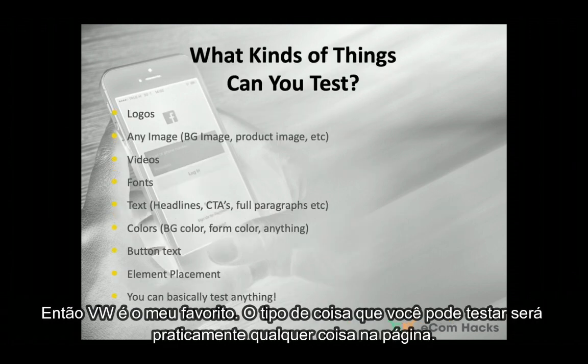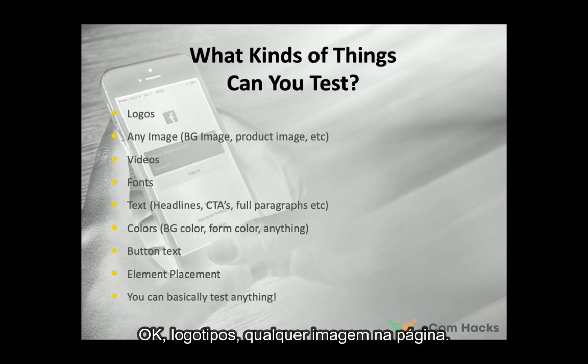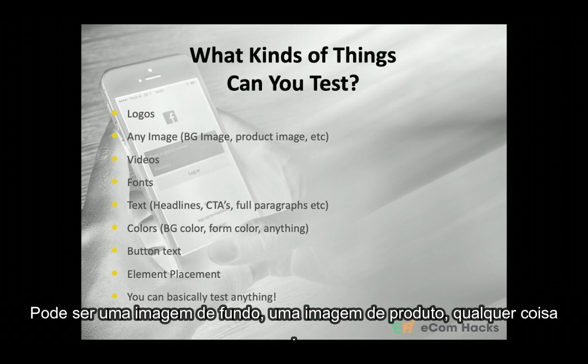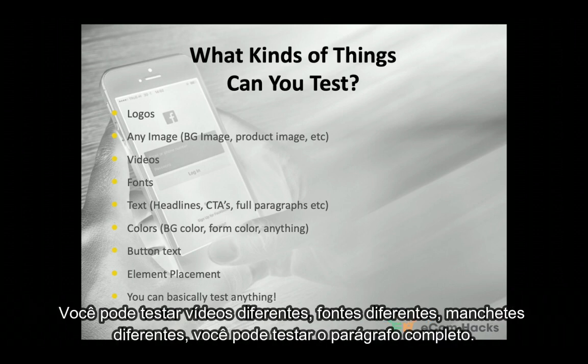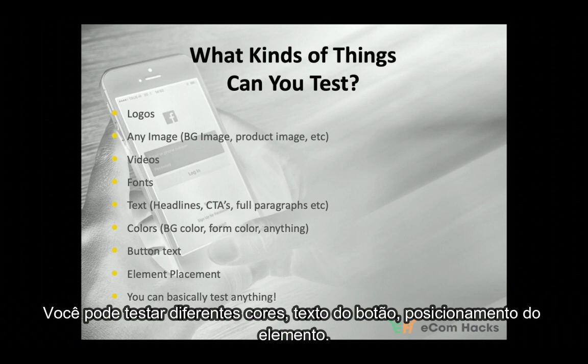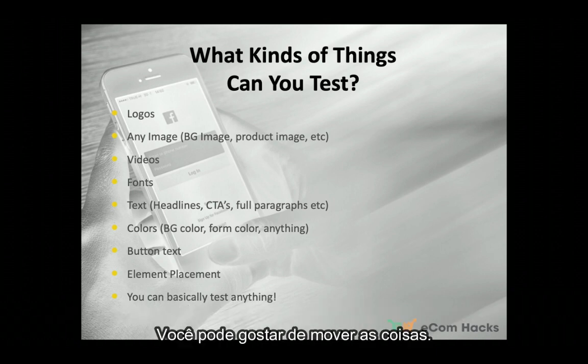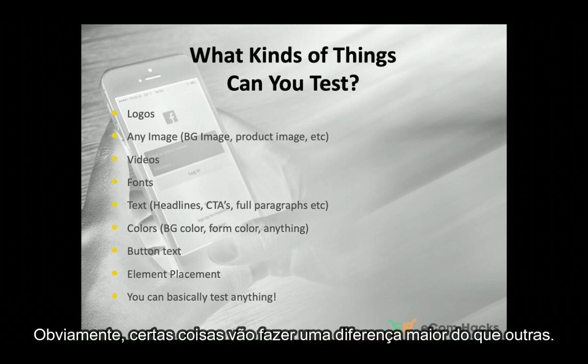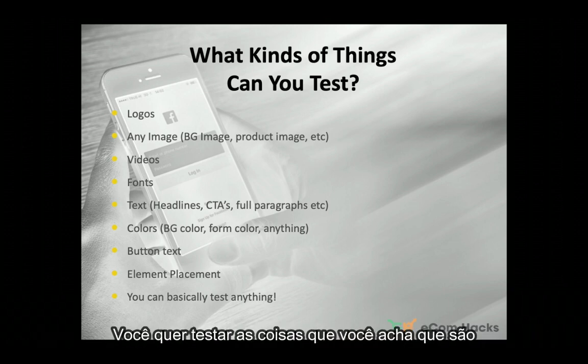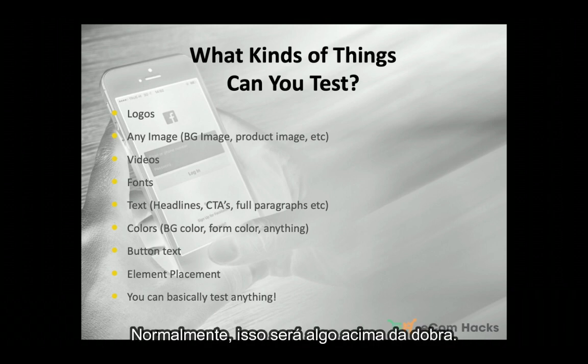The kind of things you can test is going to be pretty much anything on the page, okay? Logos, any image on the page. That could be a background image, a product image, whatever. You can test different videos, different fonts, different headlines. You can test full paragraph differences. You can test different colors, button text, element placement. You can like move things around. You can test pretty much whatever you want. Obviously certain things are going to make a bigger difference than others, so you want to test the things that you think are going to make the biggest difference on the page. Typically, that's going to be stuff above the fold.